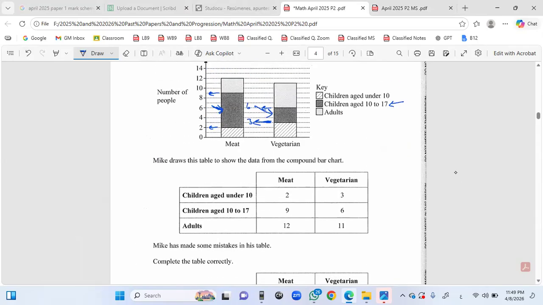Here for the adults is the light gray. So for the adults, you're going to find that it is from 9, here it is, until 12. So from 9 to 12 is 3 for the meat.